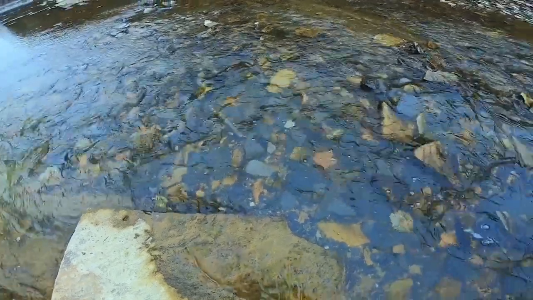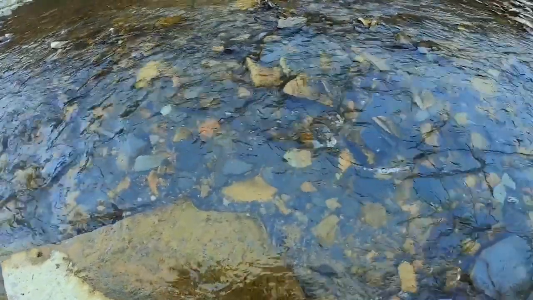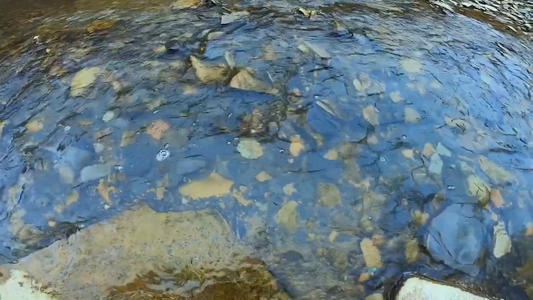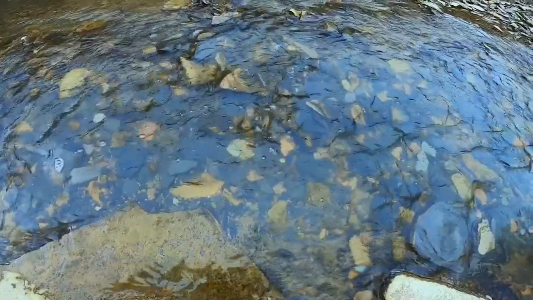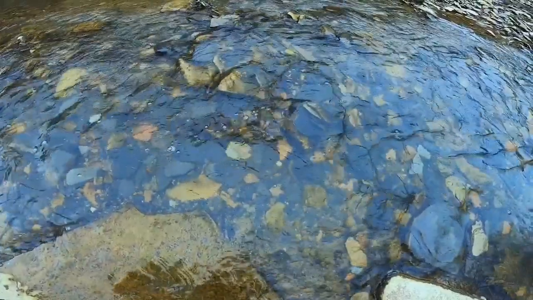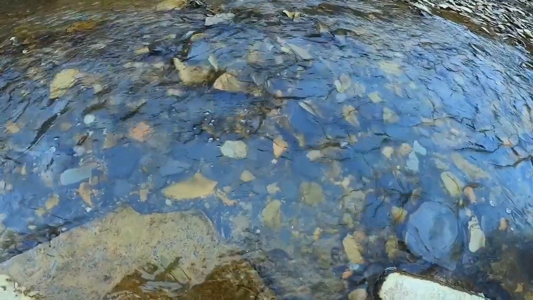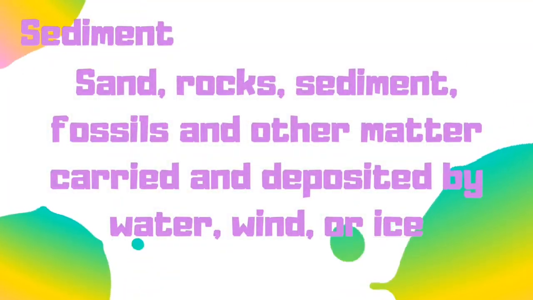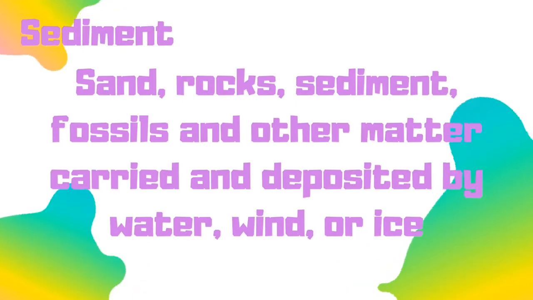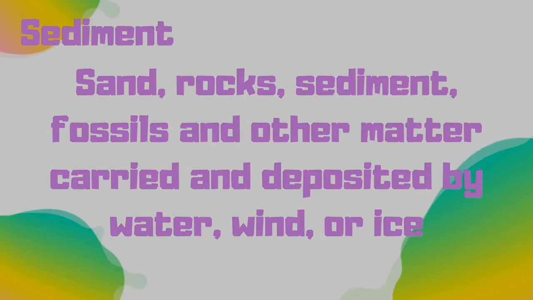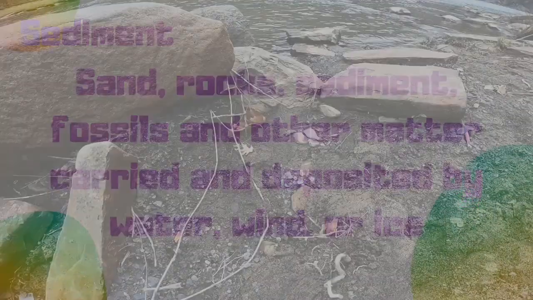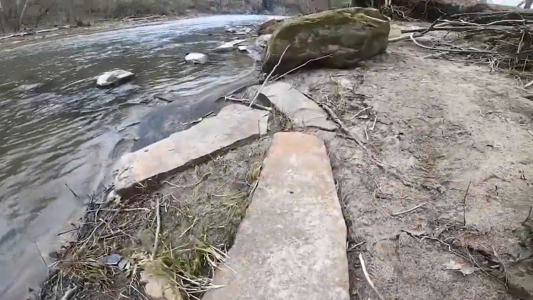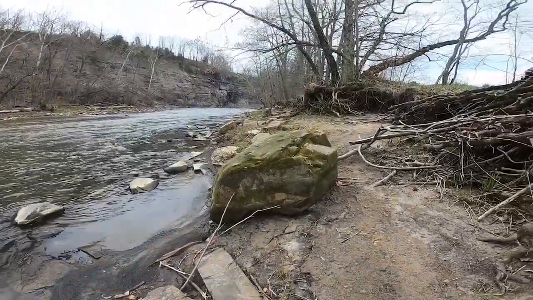Here we can see that the river is moving pretty fast. And if we were to look at it closely, we would see that some small rocks are being carried along by it and are crashing into other rocks, breaking chunks off and causing weathering. Eventually, weathering creates sediment, which is sand, rocks, fossils, and other matter carried and deposited by water, wind, or ice. Here you can see the sediments that have settled alongside this river, including sand, little bits of rock, and more.